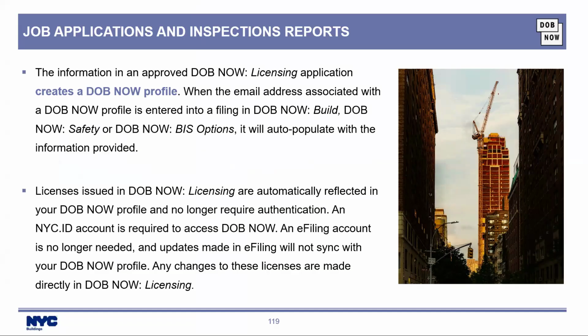Licenses issued in DOB Now licensing are automatically reflected in your DOB Now profile and no longer require authentication. An NYC ID account is required to access DOB Now. An e-filing account is no longer needed, and updates made in e-filing will not sync with your DOB Now profile. Any changes to these licenses are made directly in DOB Now licensing.